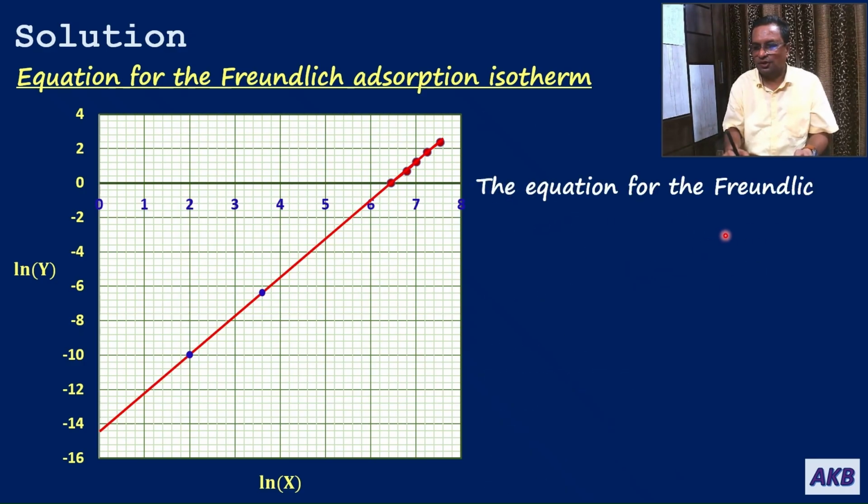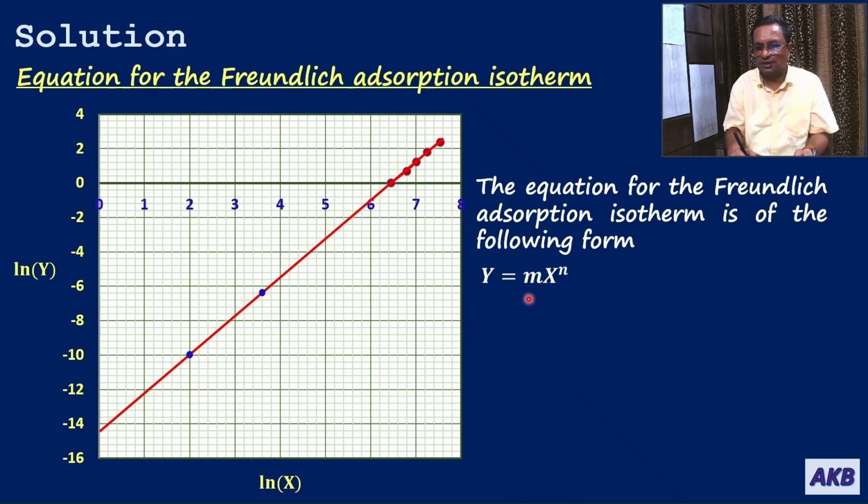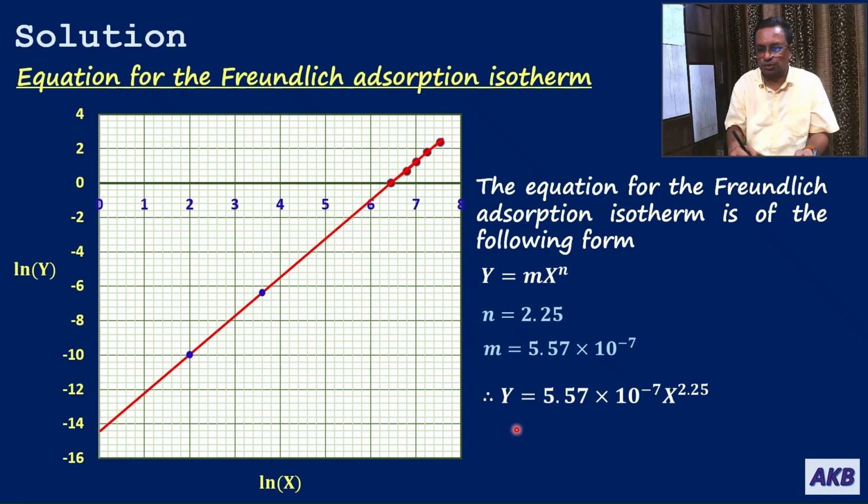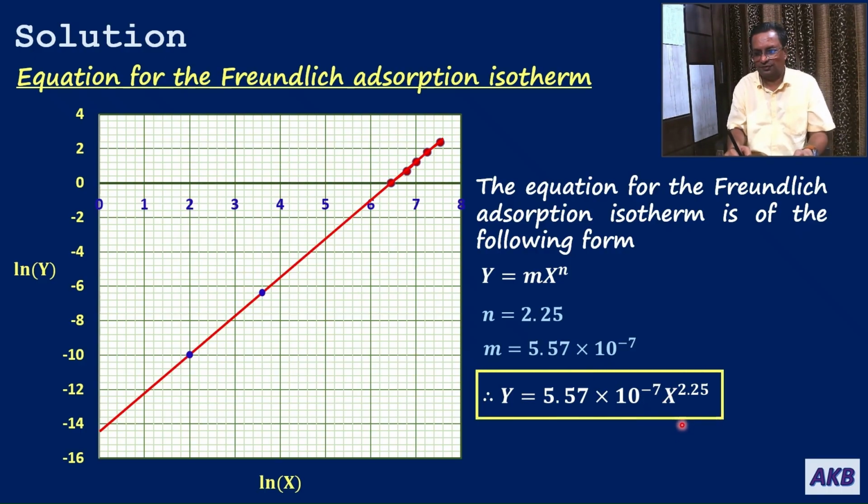The equation for the Freundlich adsorption isotherm is of this form: capital Y is equal to m into capital X raised to n. We got n as 2.25 and m as 5.57 into 10 to the power minus 7. So that means we have got an equation for the Freundlich adsorption isotherm, which is capital Y is equal to 5.57 into 10 to the power minus 7 into X raised to 2.25. So that completes this task. We have got an equation for the Freundlich adsorption isotherm after getting the values for n and m.